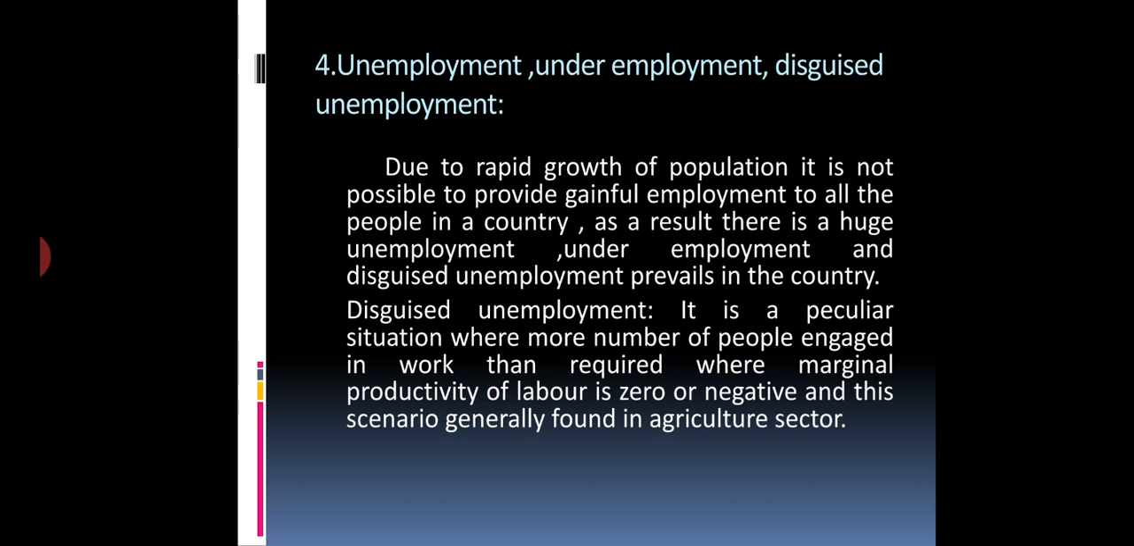The fourth characteristic of the Indian economy is unemployment, underemployment, and disguised unemployment. Due to rapid growth of population, it is not possible to provide gainful employment to all the people in the country. As a result, huge unemployment, underemployment, and disguised unemployment prevail in the country. Disguised unemployment is a peculiar situation where more people are engaged in work than required, where the marginal productivity of labor is zero or negative, and this scenario is generally found in the agriculture sector.